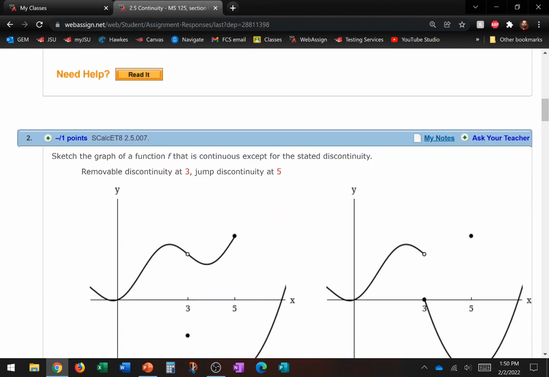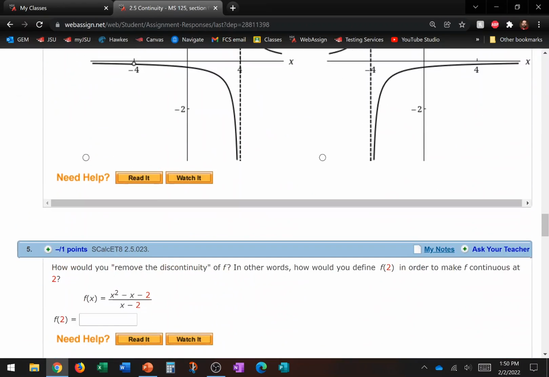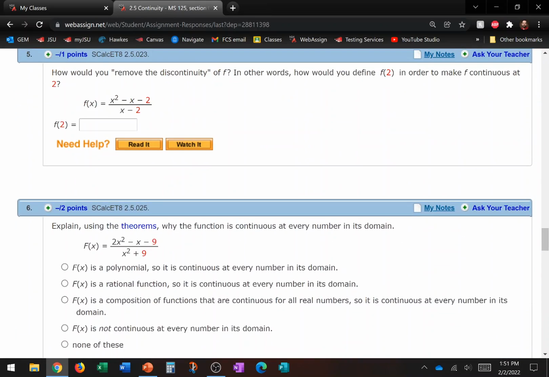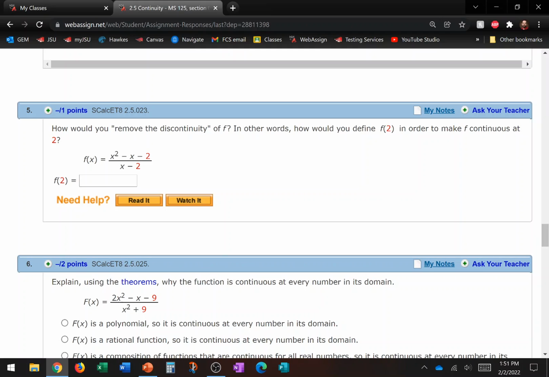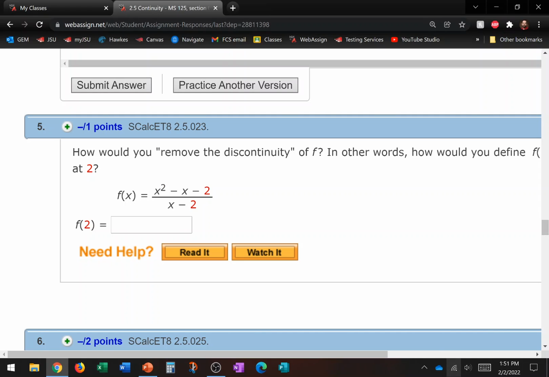All right, let's see. Which one's number 5? Okay, number 5, let's see if I can zoom in some more here. It's the one that gives us this question: how would we remove a discontinuity? And so we're trying to think about how we could redefine things so that we will not have a discontinuity, in this case at 2.